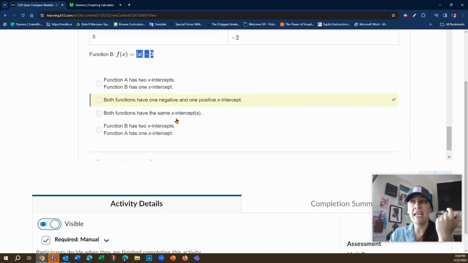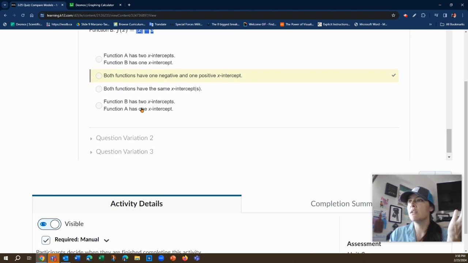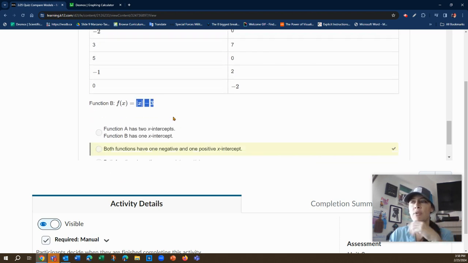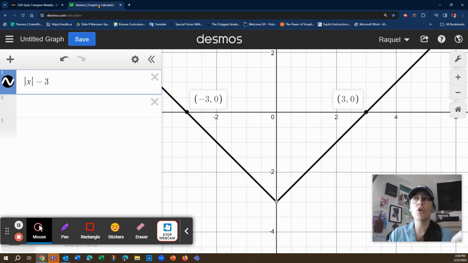Both functions have the same intercepts. That's not true. That's a negative 2 and a 5. That one's 3. They're both negative 3 and positive 3. Function B has 2 x-intercepts, and function A has 1 x-intercept. No, that's not true. They both have 2, and both have one negative and one positive. So whatever your variation is, that's how you identify the intercepts. Look over here where g of x is 0. Those are your intercepts. Go graph it and then just go click. Okay, and then think about which response fits your variation.